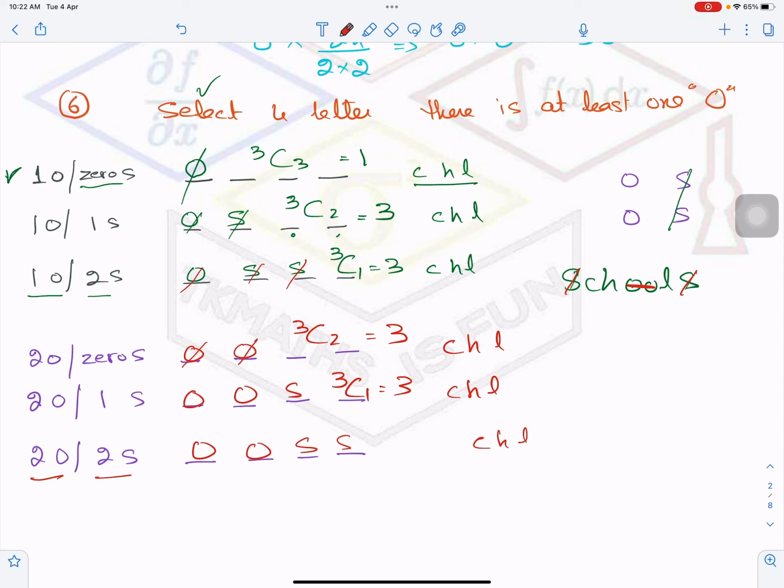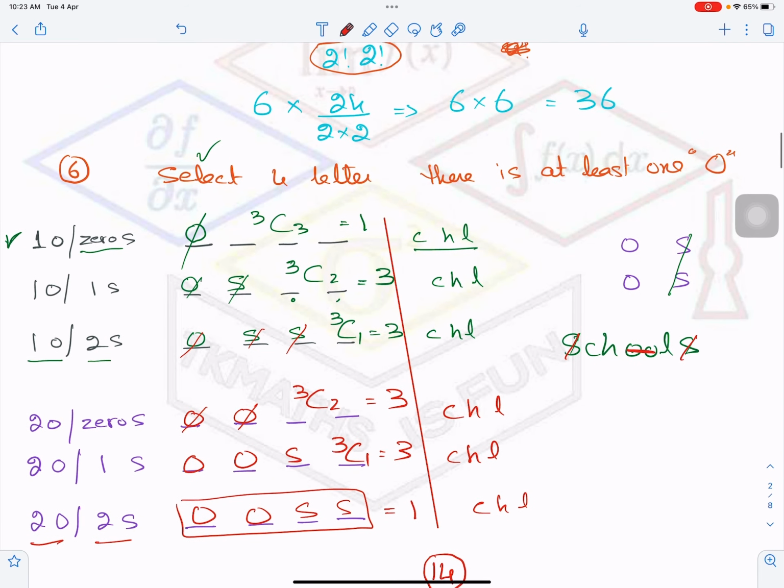So this is the only possibility, and it is selected. Now you will add up the results. This is the only way we can select when it is 2 O and 2 S, so it is 1, because I'm not selecting anymore. So altogether, if you add up all this, 1, 3, 3, 3, 3 and 1, the answer is 14. So there are 14 ways to select 4 letters from the word school if the condition is that there should be at least one O.